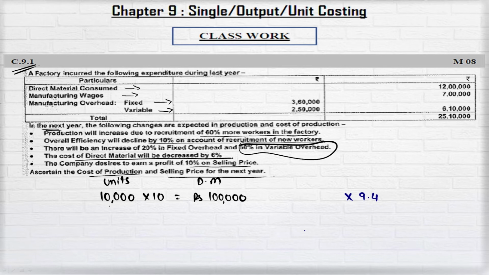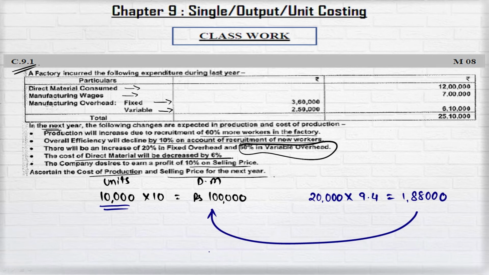But it depends whether you are manufacturing same number of units or you are manufacturing more number of units. Suppose you are manufacturing 20,000 units. What will be your answer? 1,88,000, which is not 6% less of 1 lakh, right? 1 lakh minus 6% is not 1,88,000, right? So even if direct raw material cost decreases, per unit it has decreased, but you are manufacturing more. In next year, the following changes is expected.